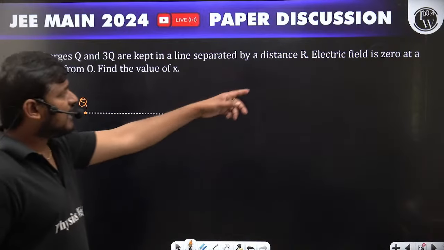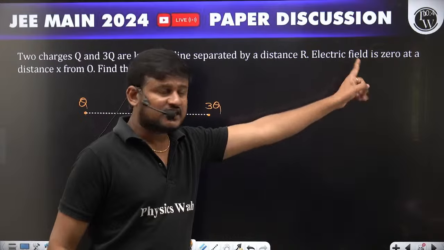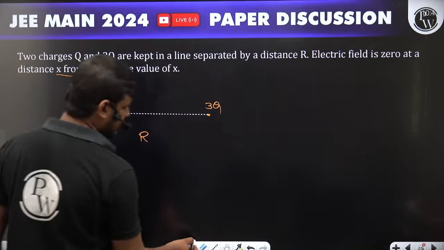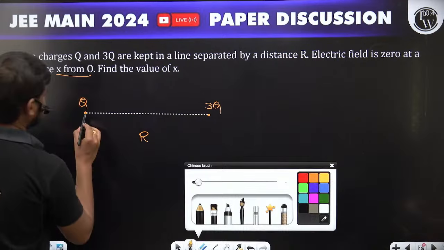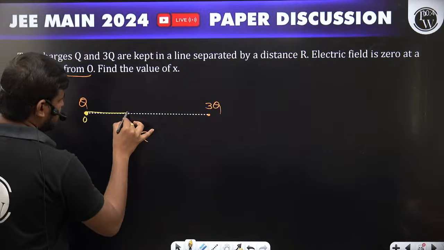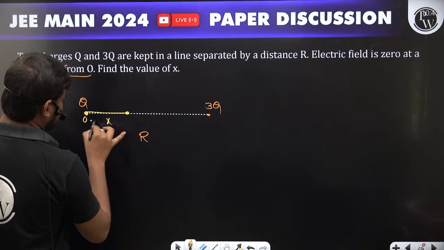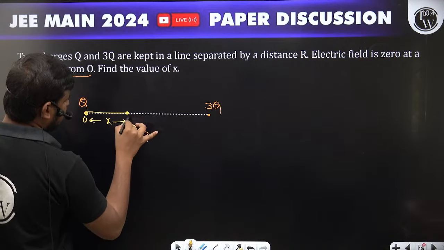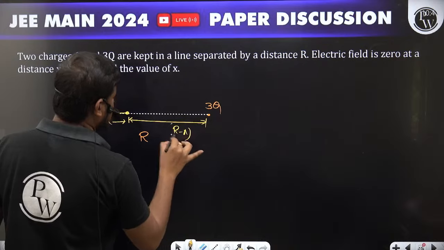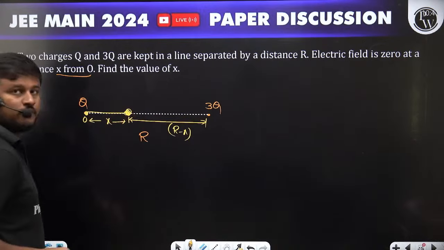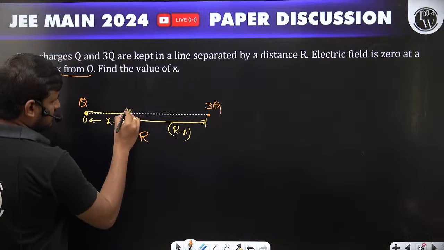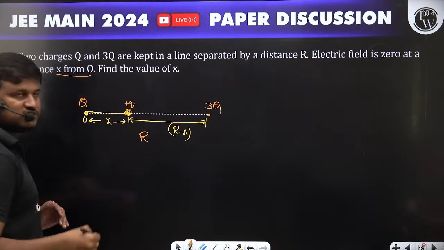Now the net electric field is zero at a distance X from O. Consider this point as O. From here, let's say the distance is X. If this distance is X, then this distance will obviously be R minus X. So here the electric field is zero. At this point, consider a small positive charge here.